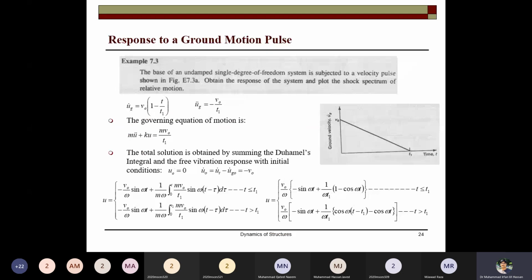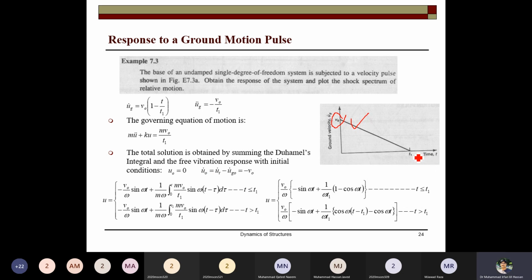This is another function where one velocity pulse was applied to the structure. एक velocity आप लगाते हैं structure को, and then suddenly it becomes zero at the end. ये कौन सा function होगा? Triangular function but decrement function जो है triangular में जो second part है.